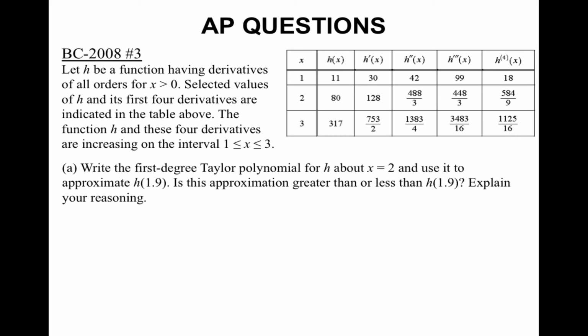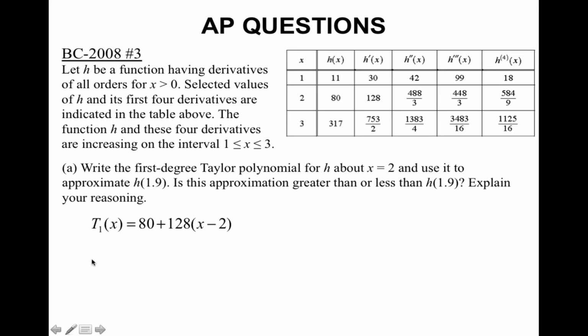For part A, they want you to write the first degree Taylor polynomial for h about x equals 2 and use it to approximate h of 1.9. Is this approximation greater than or less than h of 1.9? And explain your reasoning. When you're writing a first degree Taylor polynomial, that's the same idea as linear approximation. And we're specifically centered at x equals 2.